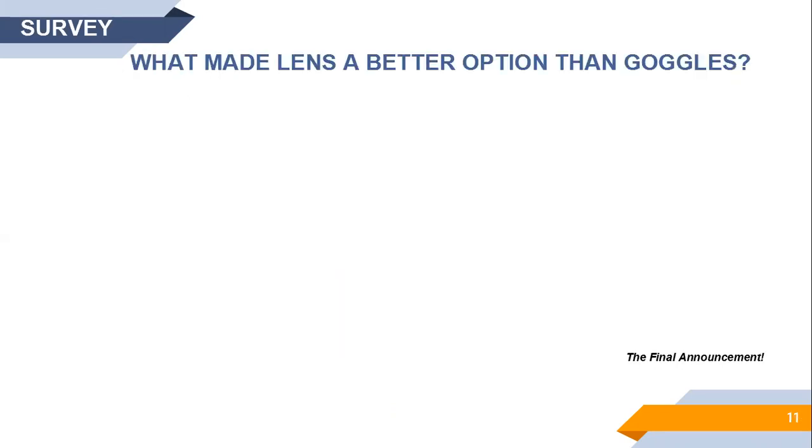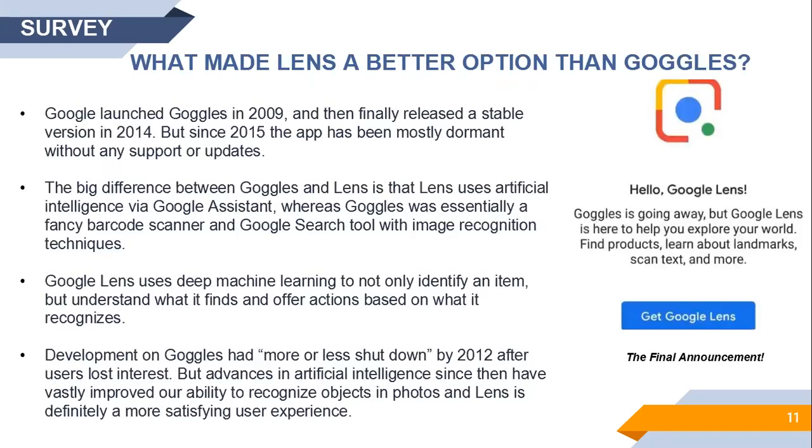Another option than Google Goggles. Google Goggles was launched in 2009 and finally released a stable version in 2014. But since 2015, the app has been dormant, without any updates. So there are no updates for Google Goggles, no bug fixes and all. The main difference between Google Lens and Google Goggles is that Lens uses artificial intelligence for Google Assistant, whereas Goggles was essentially a fancy barcode scanner and Google search tool for image recognition techniques.